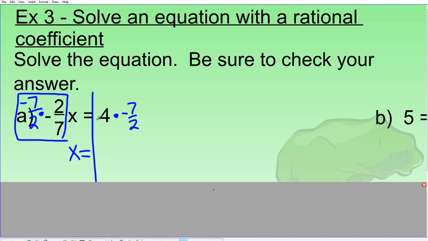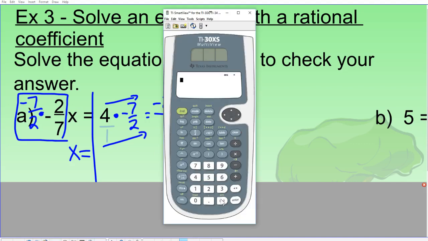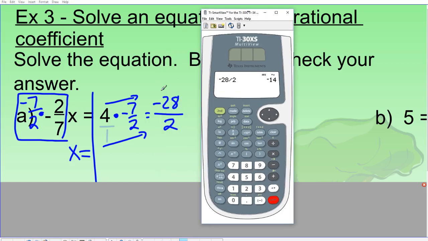Now, on the other side, to multiply this together, I'm going to turn the 4 into a fraction, 4 over 1. Now, when you multiply your fractions, you multiply across the top, you multiply across the bottom, and then simplify your answer. So across the top, I get 4 times negative 7 is negative 28. Across the bottom, 1 times 2 is 2. And if we simplify that, you can throw it into a calculator as a fraction if you'd like. Negative 28 over 2 equals negative 14. That is the simplified version of this fraction. It's just the number negative 14.